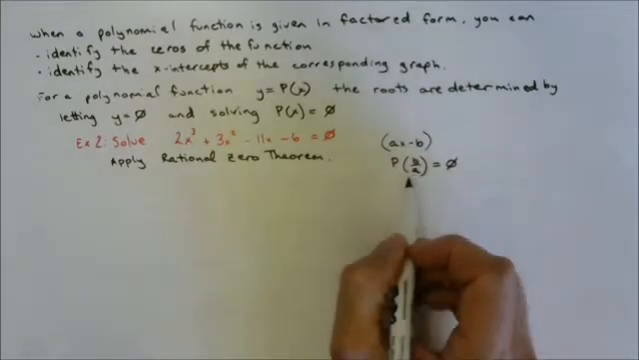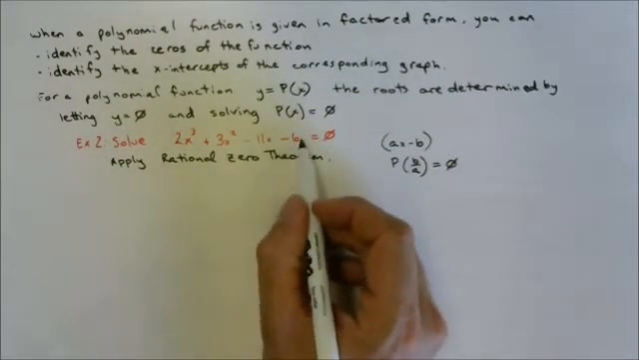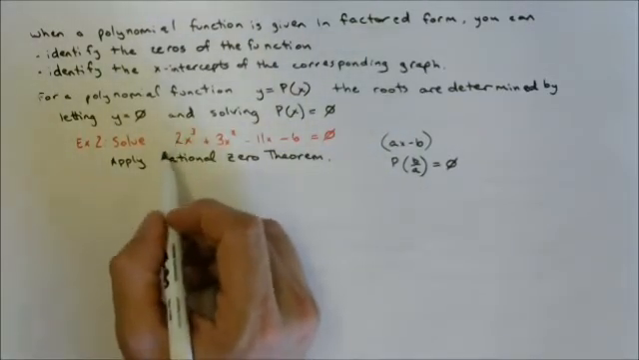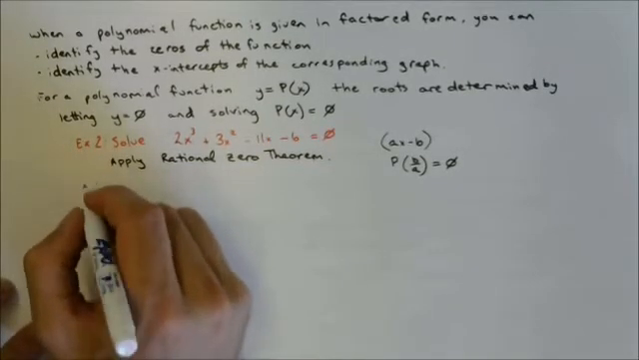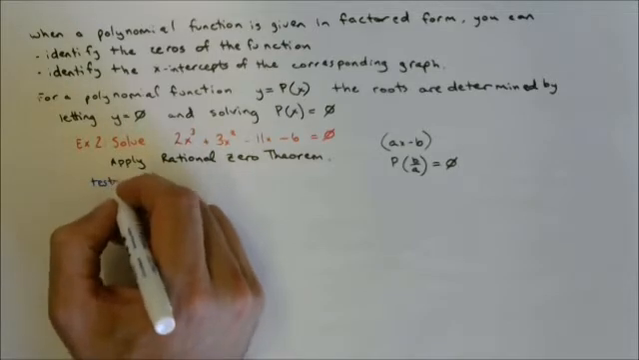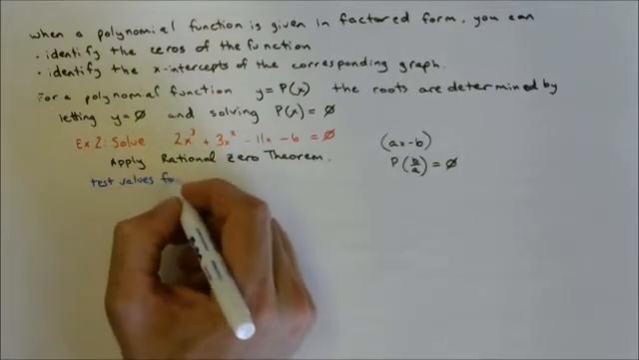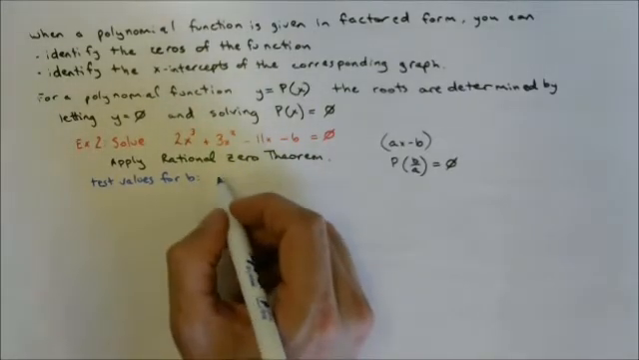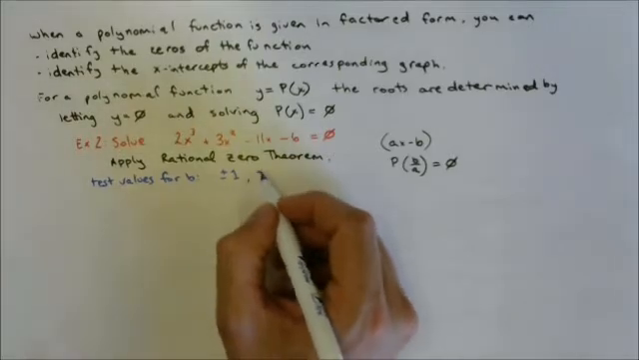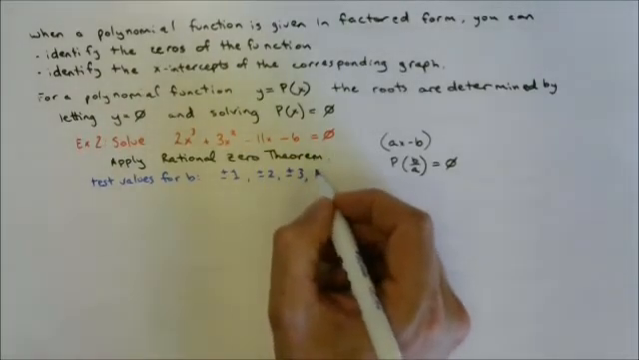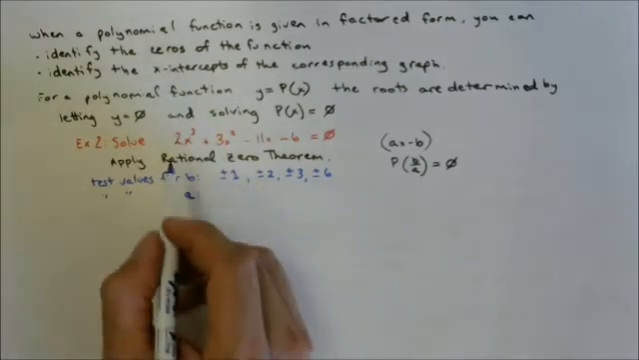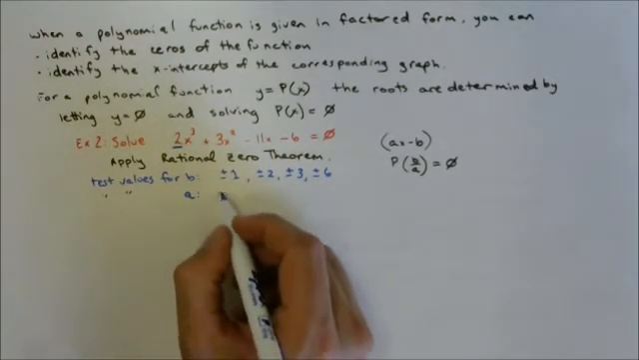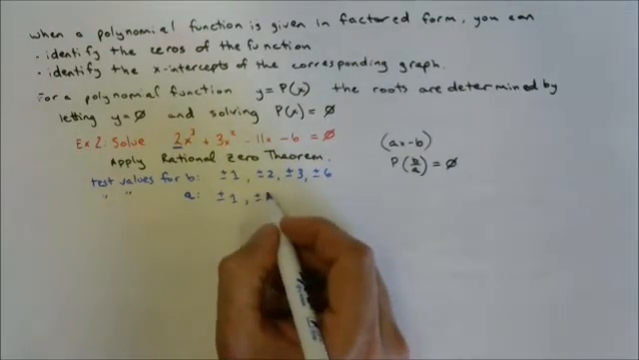Where do we get b and where do we get a from? Well, we get b from the factors of our constant, and we get a from the factors of our leading coefficient. So all we're going to do here is note our possible values for b, our test values for b. They come from the factors of negative 6, which are plus or minus 1, plus or minus 2, plus or minus 3, and plus or minus 6. And our test values for a come from our leading coefficient, so the factors of 2: plus or minus 1 and plus or minus 2.